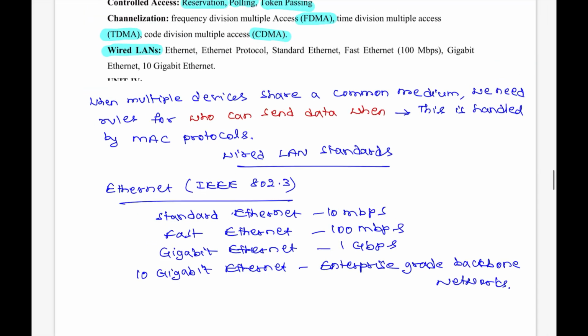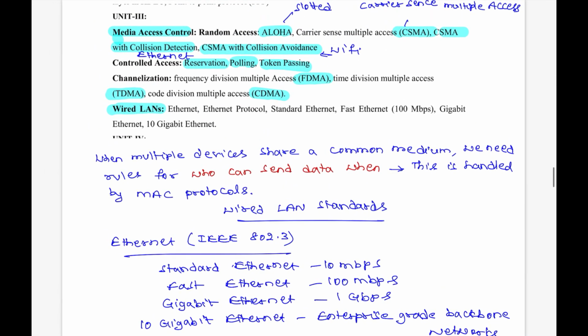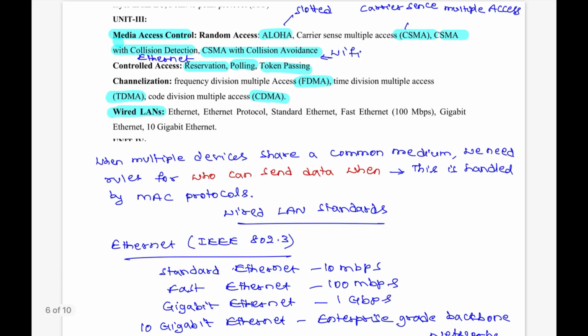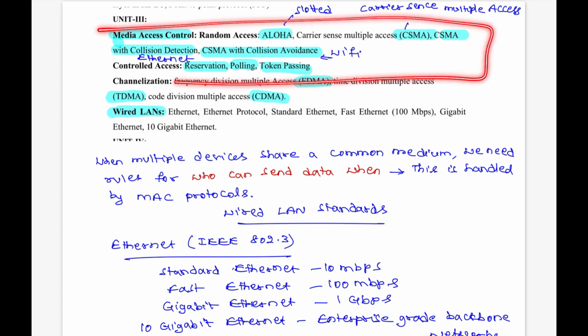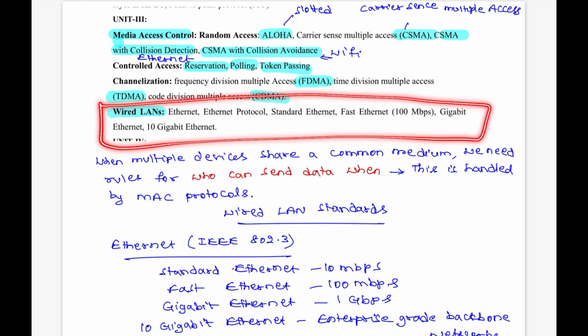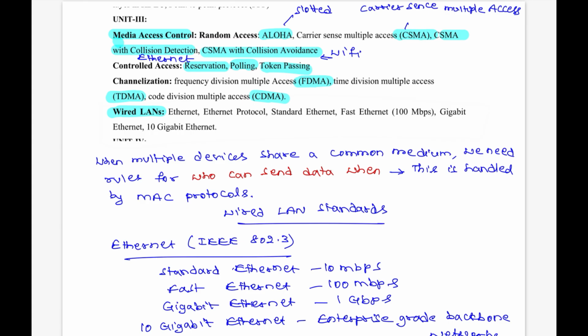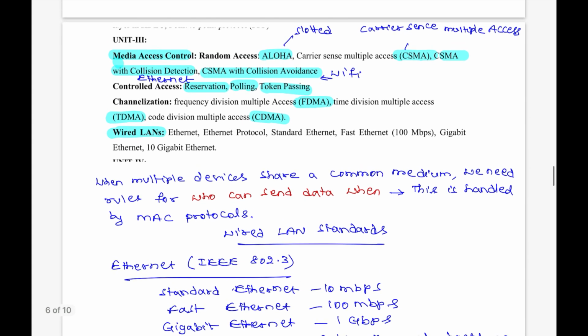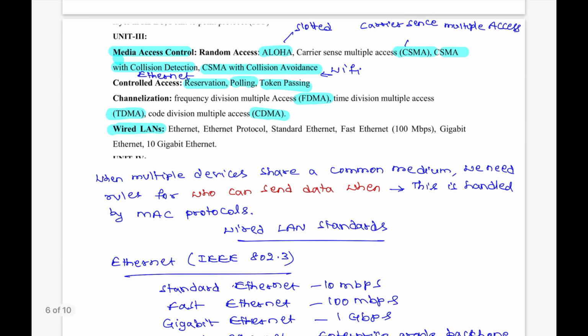And by studying these concepts in Unit 3, you can explain how multiple devices share a medium, and how to differentiate the wired LANs, wired local area network standards. Okay, so they are the topics that we are going to study in Unit 3.